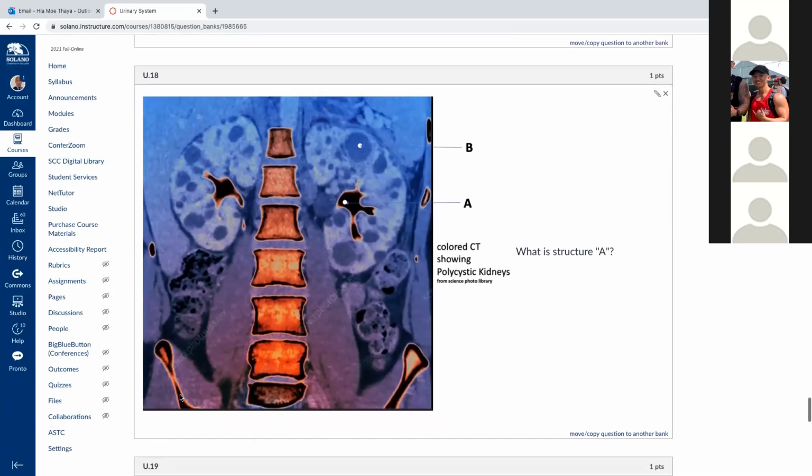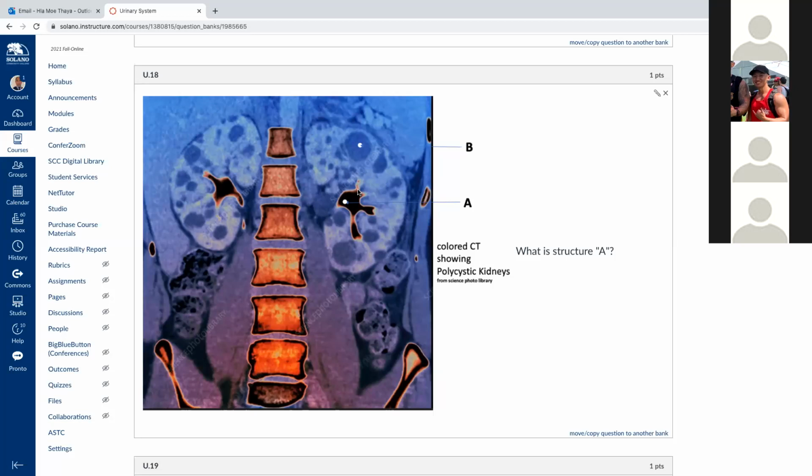What is that? This is the color CT, showing polycystic kidneys. Look at that polycystic kidney. This patient has a lot of cysts in both the right and left kidney. It is a congenital problem, an autosomal gene transferred from parents. The patient is born with this.